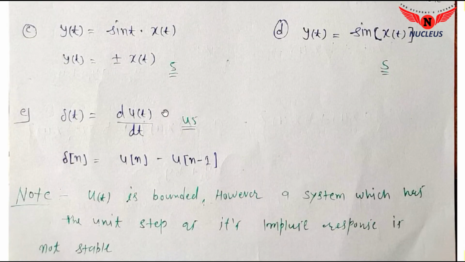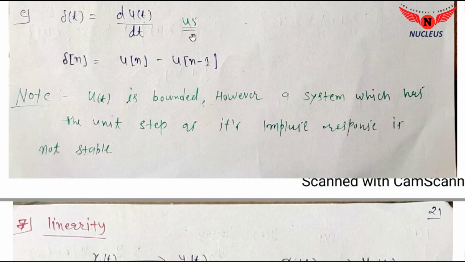Next example is y(t) equal to du/dt. So this is an example of an unstable system. You can understand this question from this explanation. Please remember, these are some basic points you have to remember.